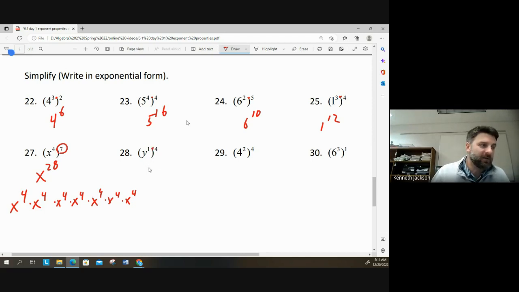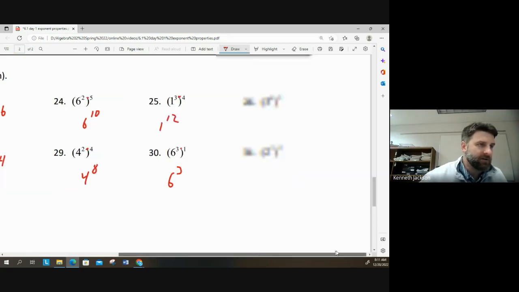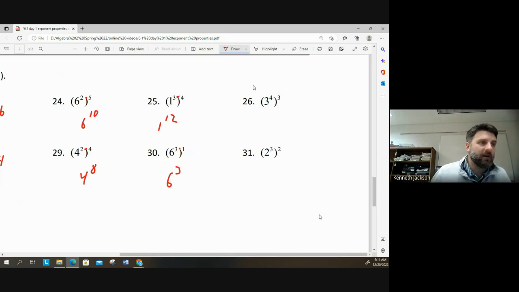Y to the 1st to the 4th, y to the 4th. Power to a power, multiply. Power to a power, multiply. I got 2 more over here. So if you have a power raised to a power, we can multiply the exponents. Power raised to a power, multiply the exponents.